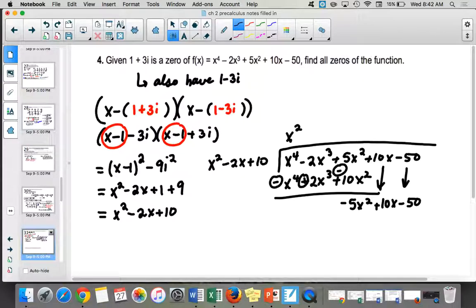And we go one more time. So we say, what do we multiply x squared by in order to get negative 5x squared? So we need a negative 5. I saw positive 5 on a couple of your papers, so make sure we have negative 5. And then we take that negative 5 times everything: negative 5x squared plus 10x minus 50.